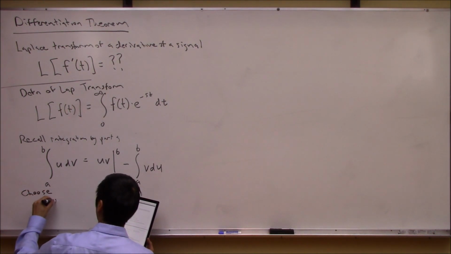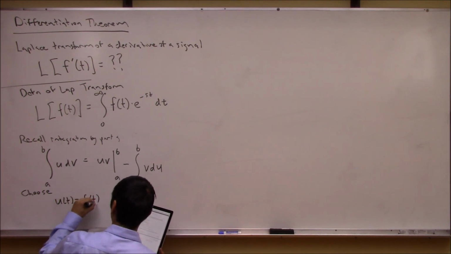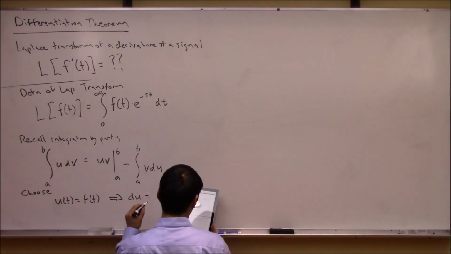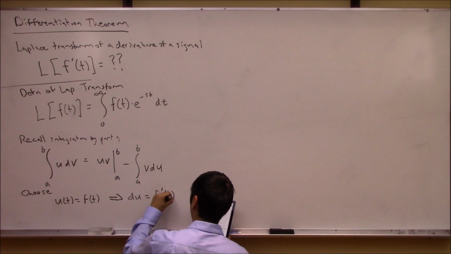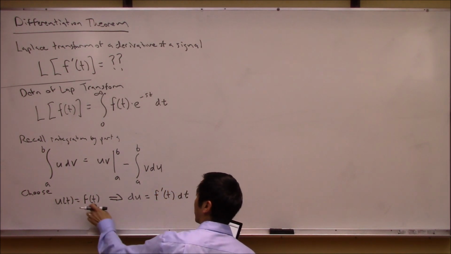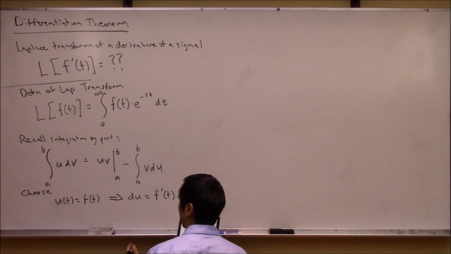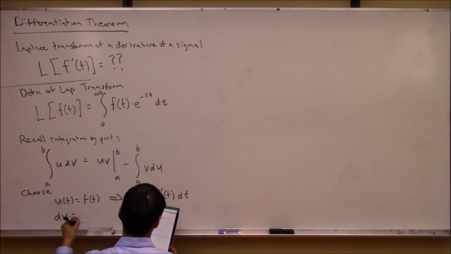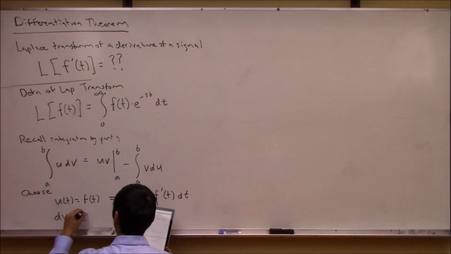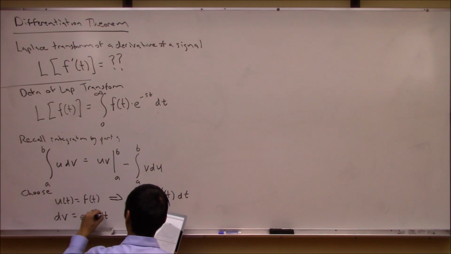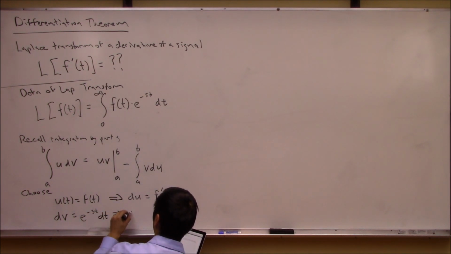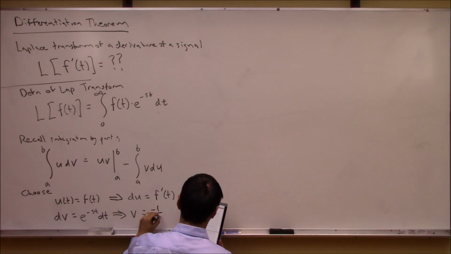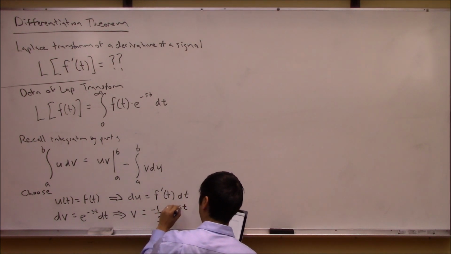Let's consider u of t to be the function f of t. If that's the case, then du is just going to be f prime of t dt. I just take a derivative of this one time, and I get f prime t dt. Let's choose dv to be the other portion, so this is going to be e to the minus st dt. If this is our choice of dv, that means v has got to look like minus 1 over s e to the minus st.